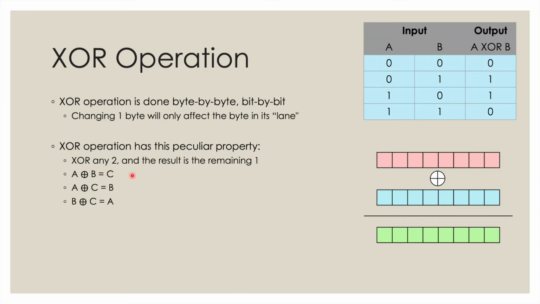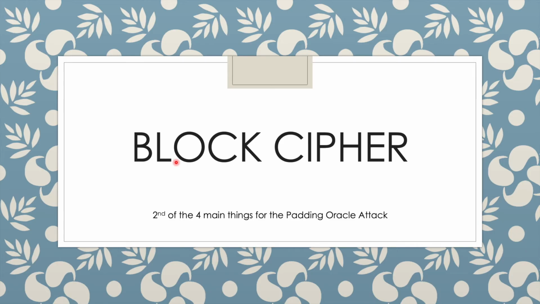If you don't believe me, you can try it out for yourself. In this case, we can take B XOR C to give us back A. We can also take A XOR C to give us back B. This peculiar property of the XOR operation is repeatedly used when we try to understand and analyze the padding oracle attack. Next up, we have the block cipher.